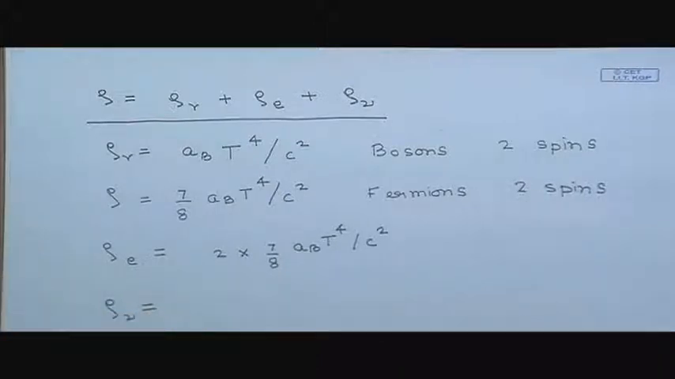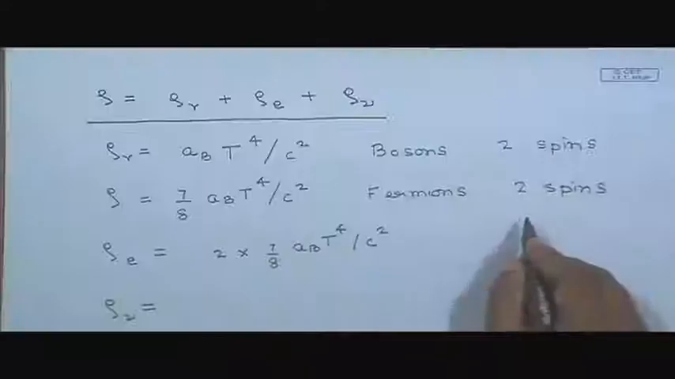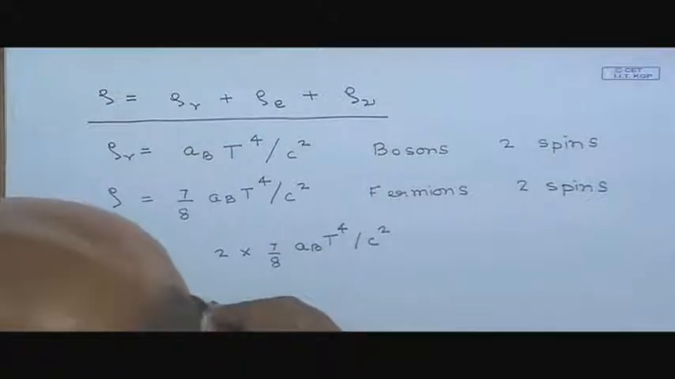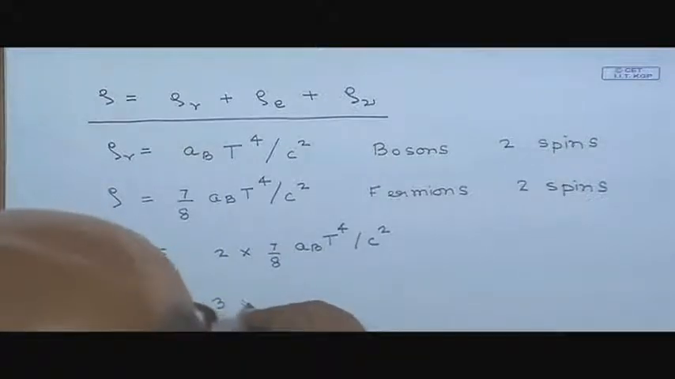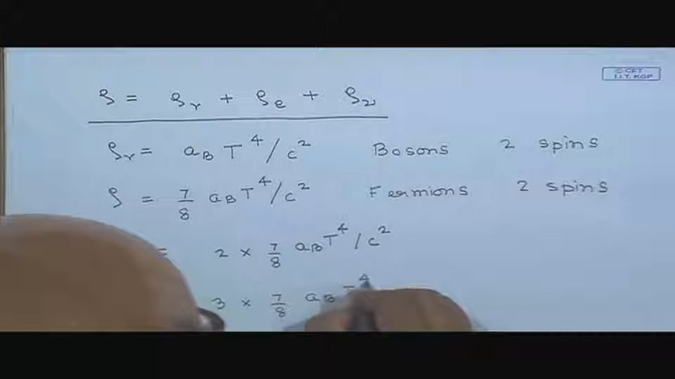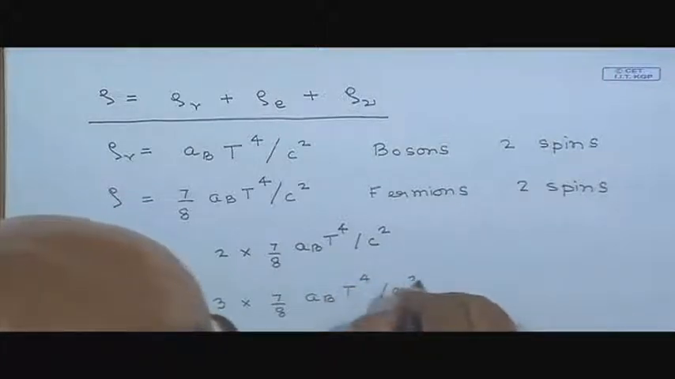Let us now take up the neutrinos. The neutrinos only have a single spin, but there are the neutrinos and the antineutrinos. So, that compensates for there being only a single spin, and we have 3 flavors of neutrinos. So, the contribution from the neutrinos, assuming that they are massless, is 3 times 7 by 8 a_B T to the power 4 by c square.